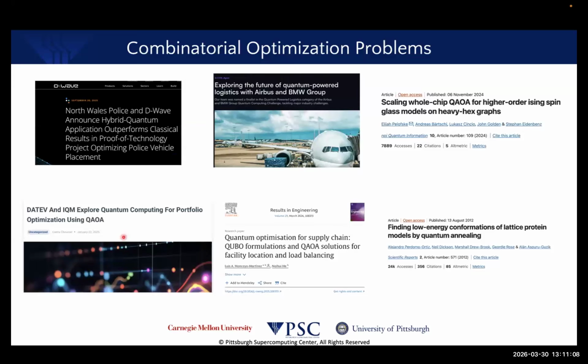And these are some of the problems this algorithm has been used for in recent years. For example, North Wales Police and D-Wave are using this algorithm for optimizing police vehicle placement, and Dativa is using IQM hardware, exploring this algorithm for portfolio optimization. Similarly, it can be used for logistics optimization and supply chain optimization, and also in science problems. Here we have a physics higher order Ising spin glass model solved with QAOA. Similarly, it can be used for biophysics problems, like finding low energy conformations of lattice protein models.